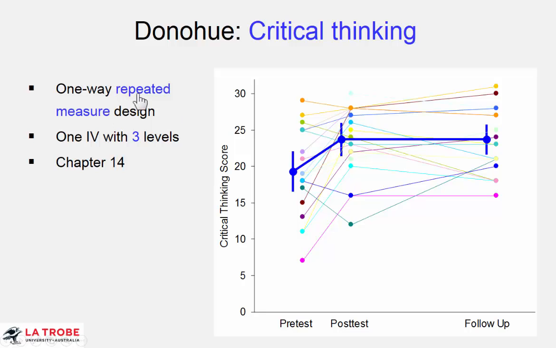Repeated measure may well give us a sensitive design with short confidence intervals on our effect sizes, but there may be carryover effects. It could be that carrying out the pretest practices you on that, and so you'll do a bit better on the post-test just because you've had that practice. And there are various ways we can try to minimize carryover effects.